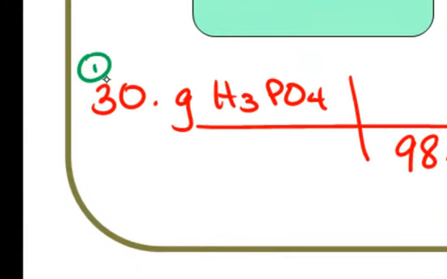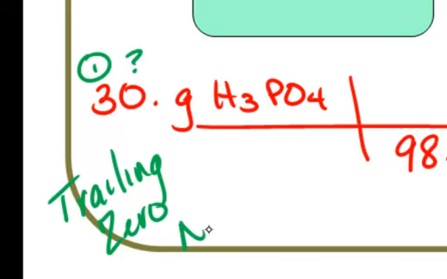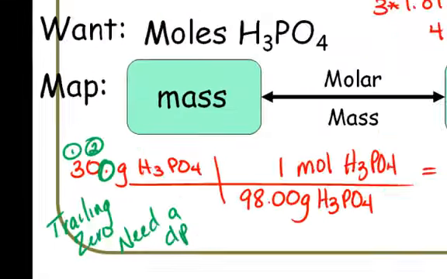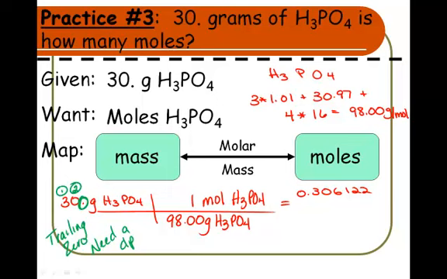How many significant figures do I have? Well, the 3 is significant. What about the 0? Well, it's a trailing 0. And trailing zeros need a decimal point. Because of the decimal point, we have 2 significant figures. So our second significant figure in our answer is the 0 between the 3 and the 6. So we look directly to the right, leaving us as an answer of 0.31 moles of H3PO4.